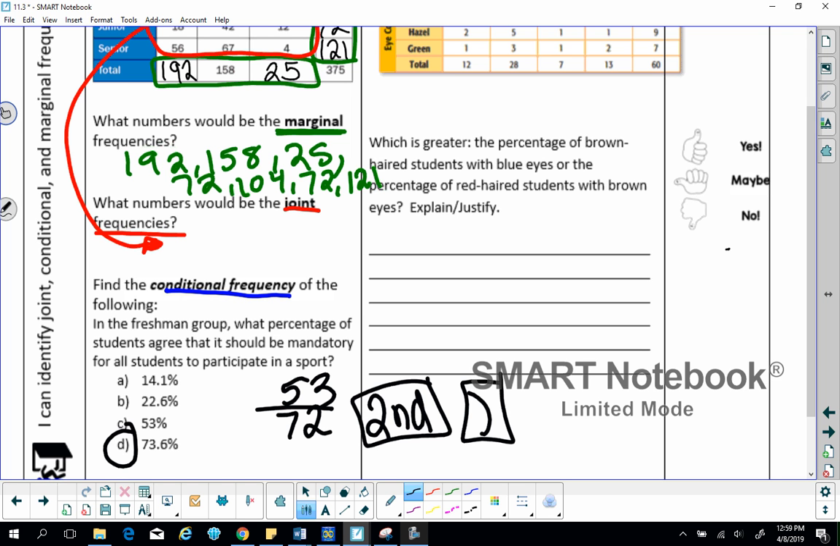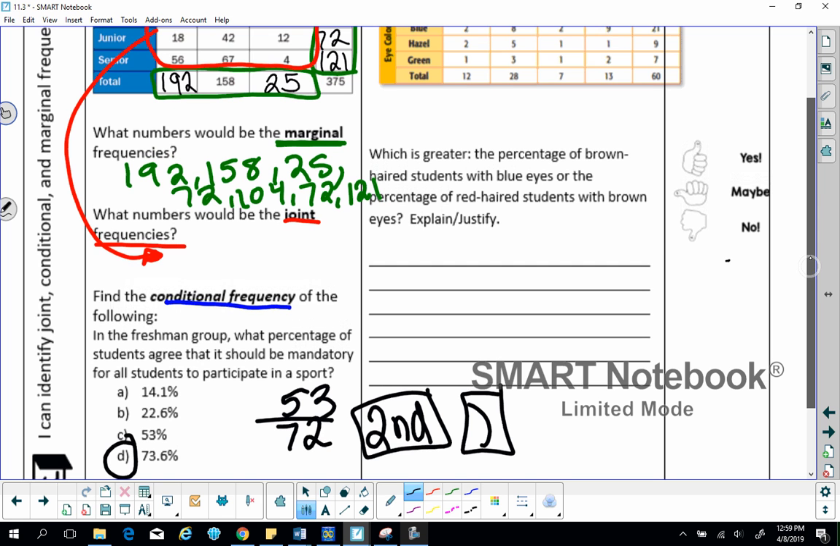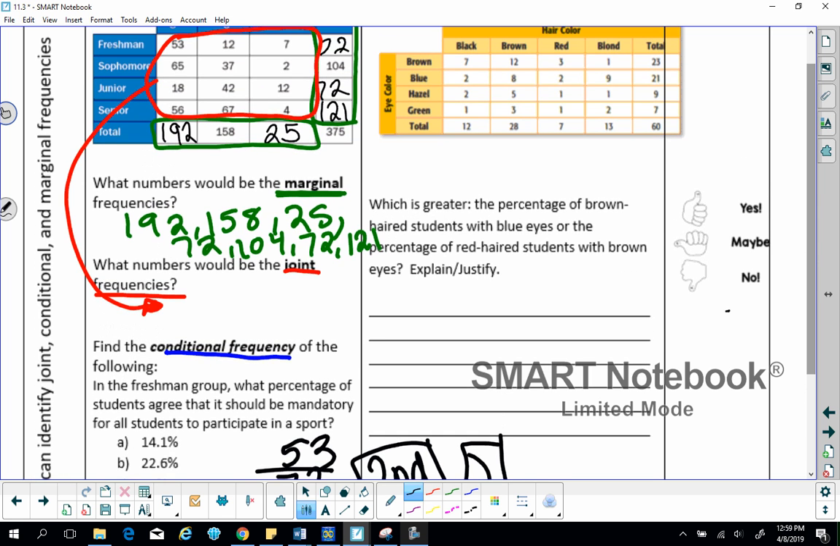Cool. This last one is saying what percentage is greater, the percentage of brown-haired students with blue eyes or the percentage of red-haired students with brown eyes? So if it's out of the brown-haired students, that means that's going to be my denominator, right? All of the brown-haired students. How many brown-haired students do I have? 28.